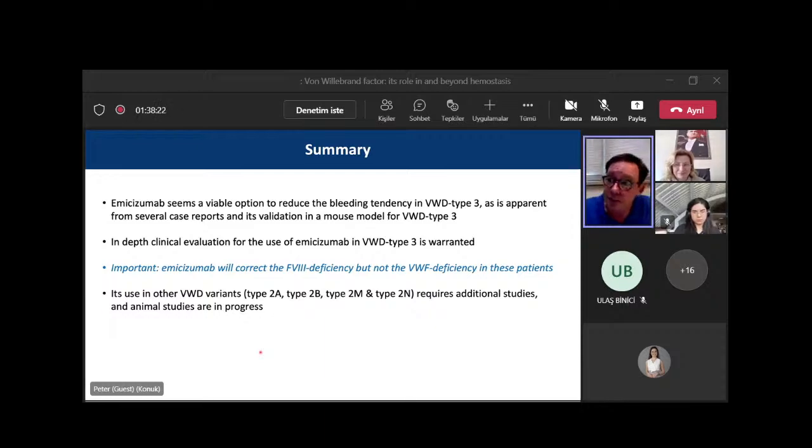Does it work in other types of Willebrand disease? That we do not know. I think it will need to be tested. Type 2A, 2B, 2M, 2N. I think 2N is a no-brainer as well. For the other ones, I don't know. And it will require additional studies. Yeah, 2N is also associated with the factor VIII deficiency. Therefore, it should work in these patients as well. Type 2A, 2B, 2M, I don't know. That remains to be seen, because there the factor VIII levels are usually pretty okay already. So adding emicizumab, I don't think it will help a lot. So I think this was my last slide.